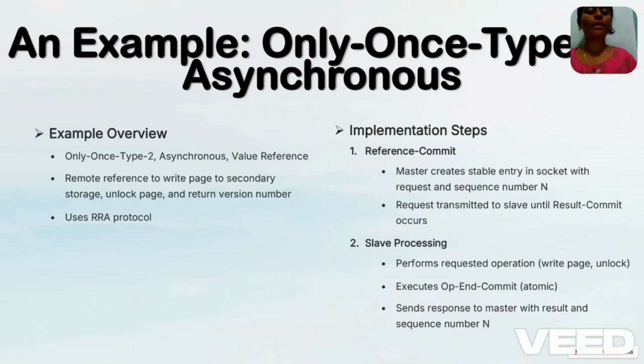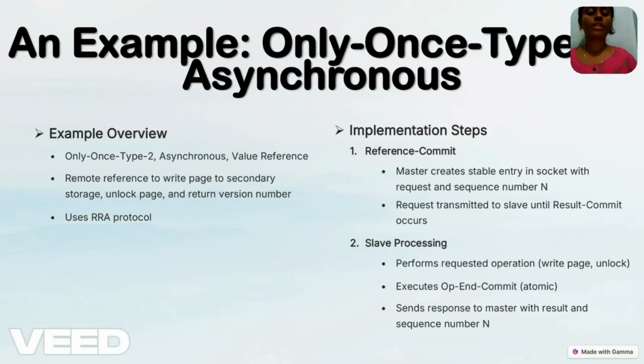An example of only once type synchronous. Example overview. In this type of asynchronous, it is a value reference. We use it for remote references to write a page to secondary storage, and then unlock the page, and also to return the version number. It uses an RR protocol.